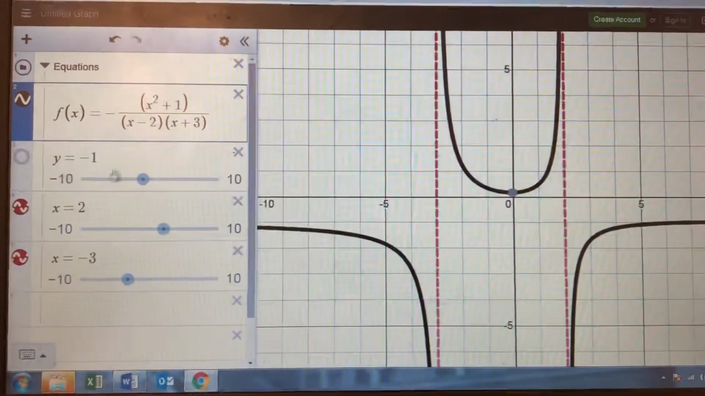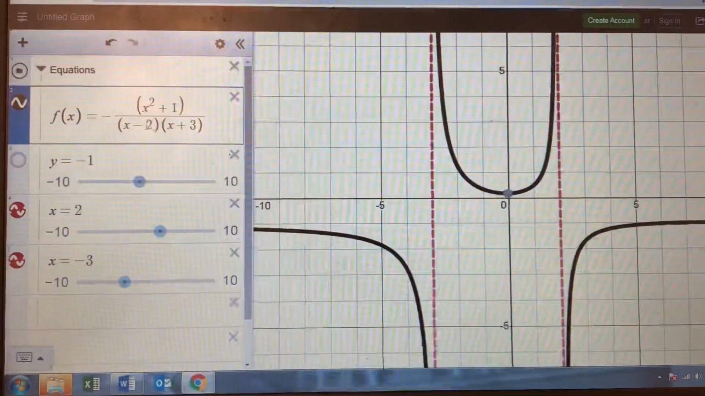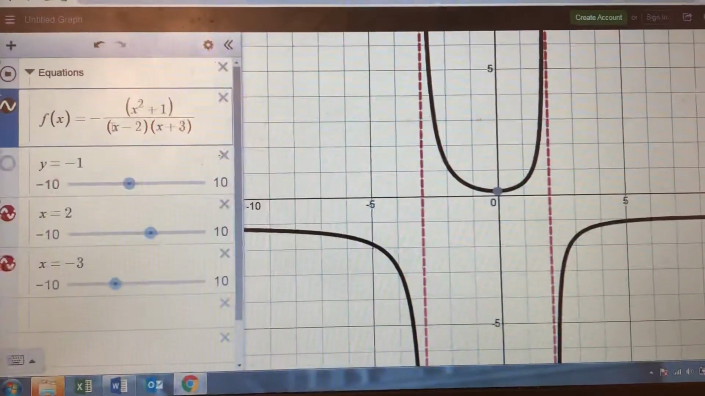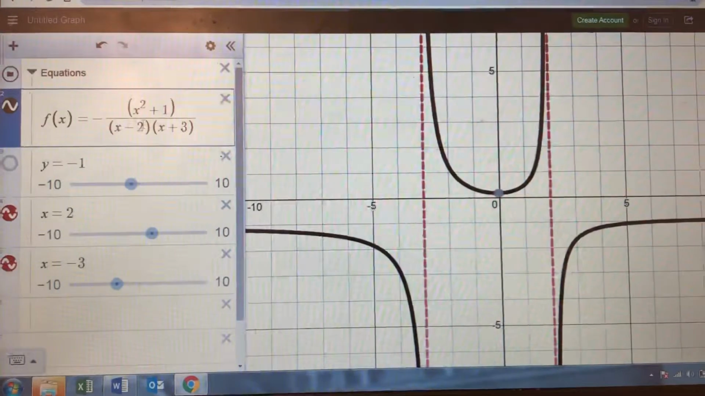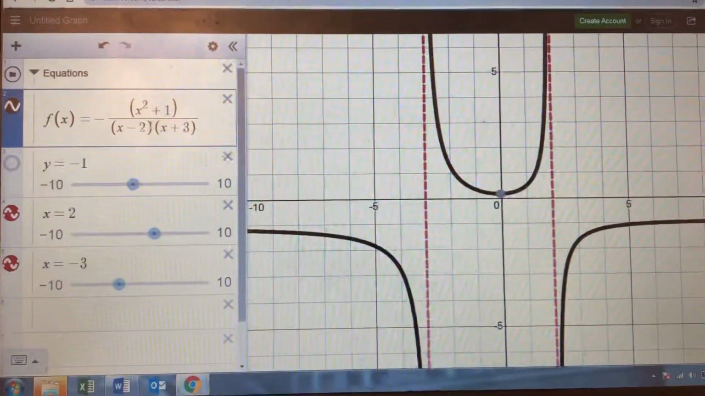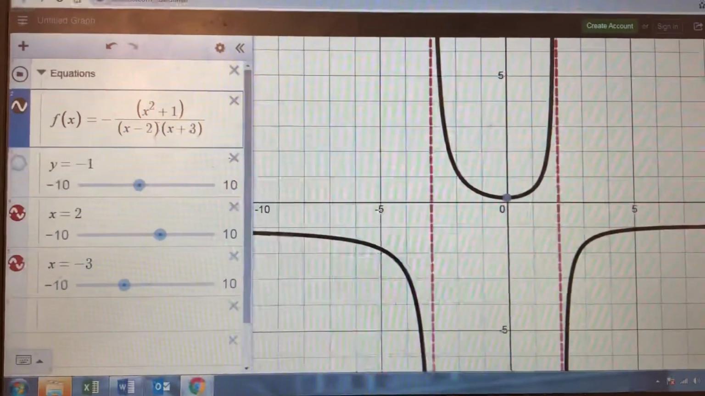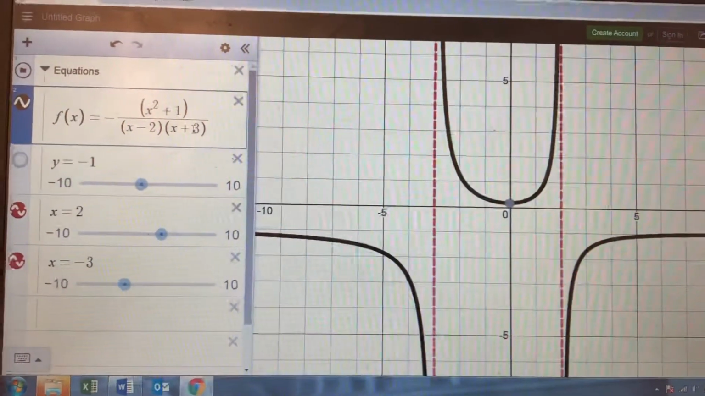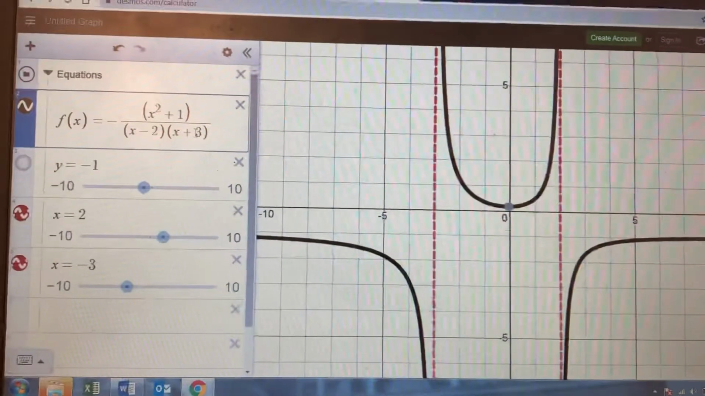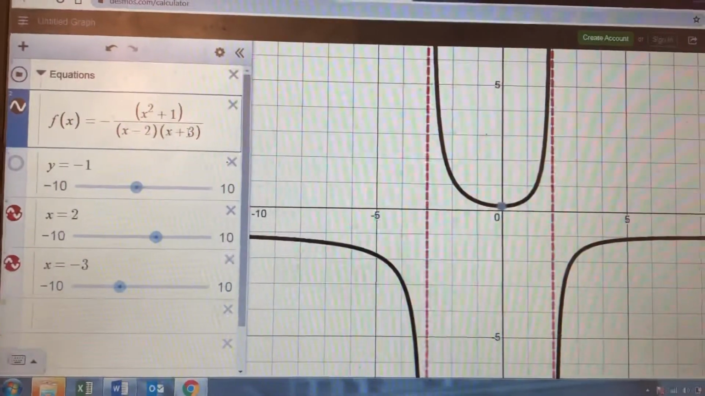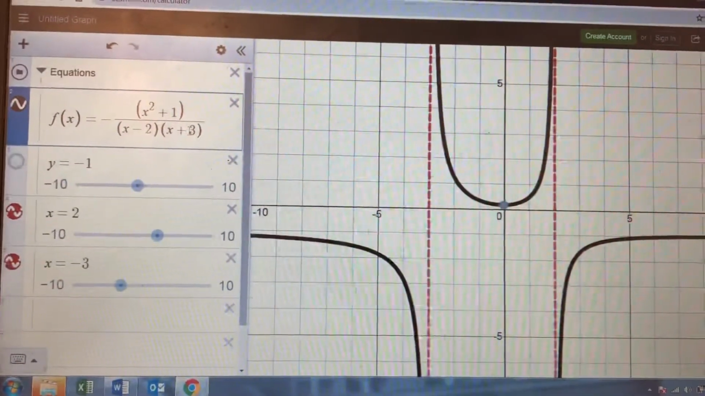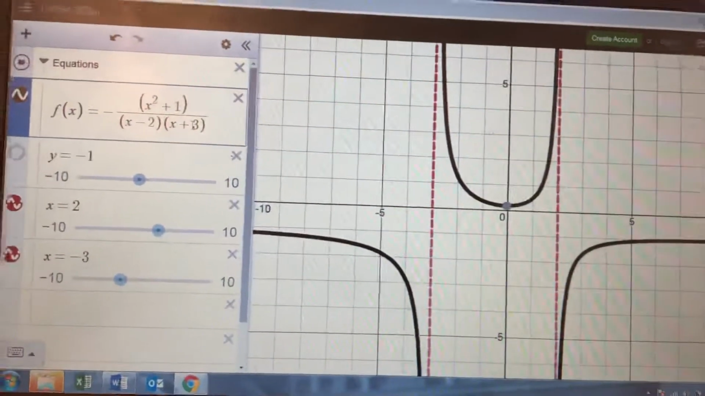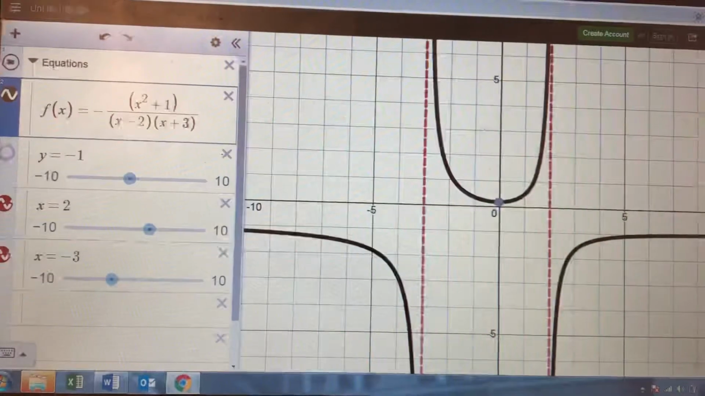What's so special about the number 2 up here? It would cause a problem if we put it right here. If we put 2 right there, we would get 2 minus 2 is 0. 0 times anything is 0. It would cause the denominator to be 0. Same thing with -3. So it seems like the vertical asymptotes occur at the values that make the denominator equal 0. Or if you want to put it in the terms of the domain, it seems like the vertical asymptotes are the same values that are not in the domain.